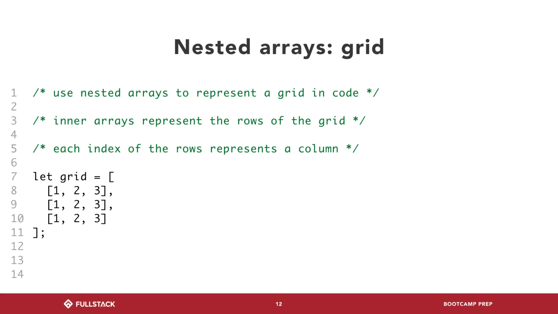So for this example, we're going to say that the inner arrays, so this 1, 2, 3 here, represent the rows of the grid, and then each row's index is going to be the column, right? So 1, 2, 3, this is all column 1, this is all column 2, and this is all column 3, right? This is all row 1, this is all row 2, and this is all row 3.